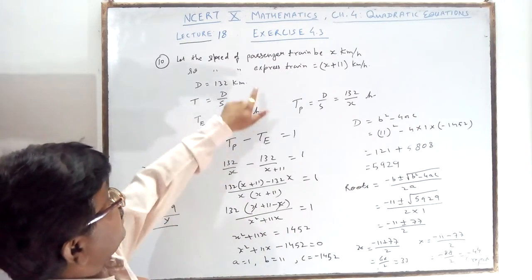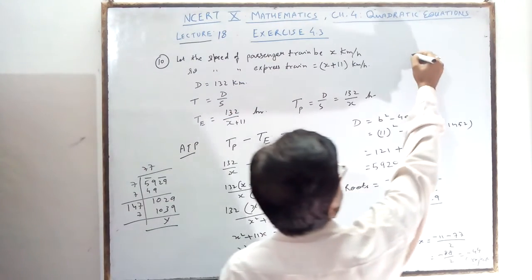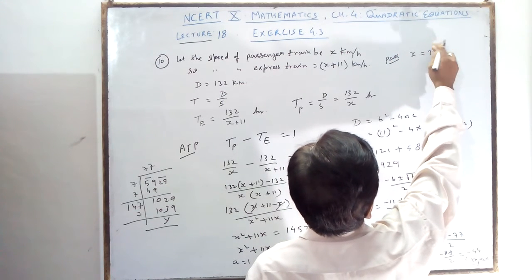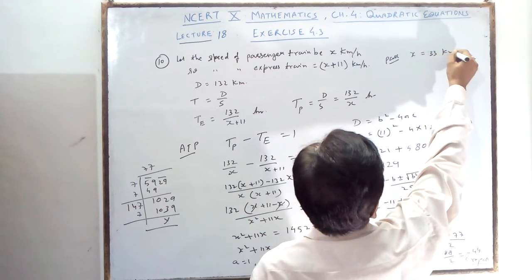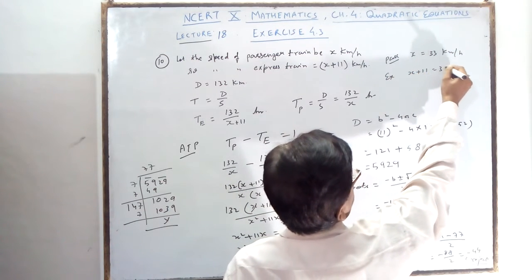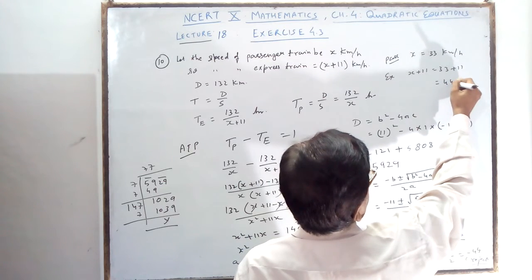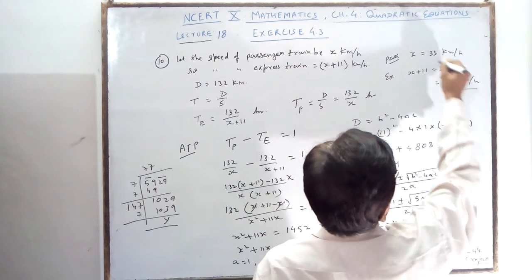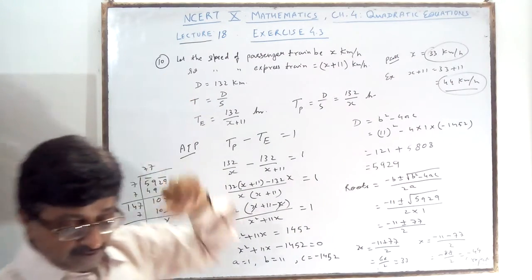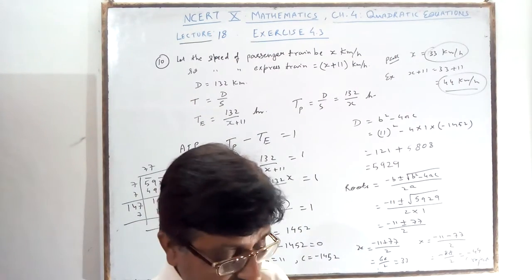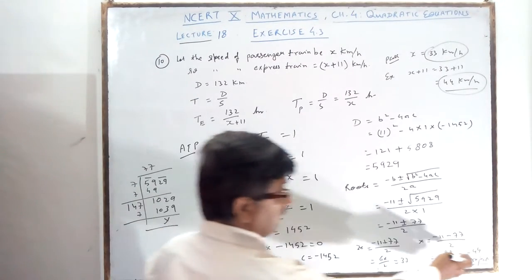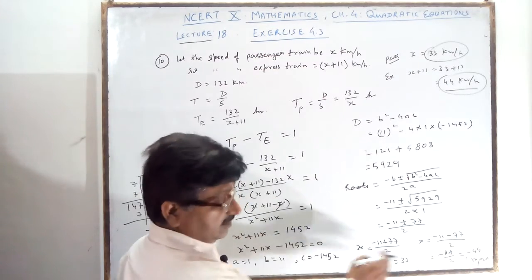So what is the speed of the passenger train? The speed of the passenger train is equal to x, 33 km per hour. The speed of the express train is equal to x plus 11, 33 plus 11, 44 km per hour. So there are two answers you are getting for question number 10. Now you will see question number 11.